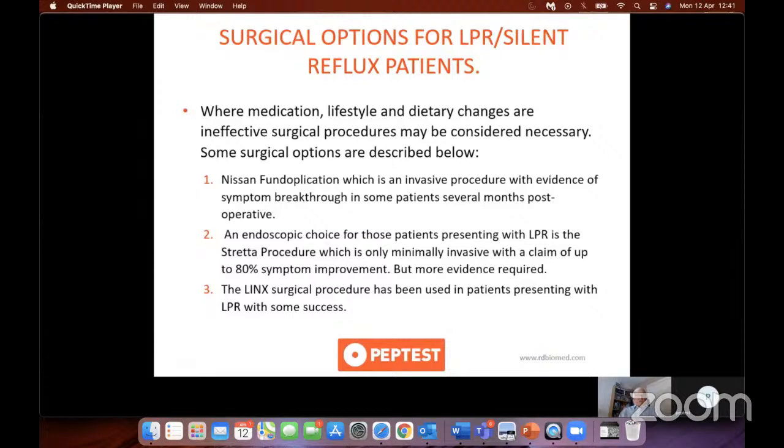There is an endoscopic procedure, the Stretta procedure, which is only minimally invasive, and that's being used more and more now on LPR patients. They claim reasonably good symptom improvement, but far more evidence is required to substantiate that. And the last procedure I've listed on this slide is the LINX surgical procedure, which again has been used with some success in LPR patients.